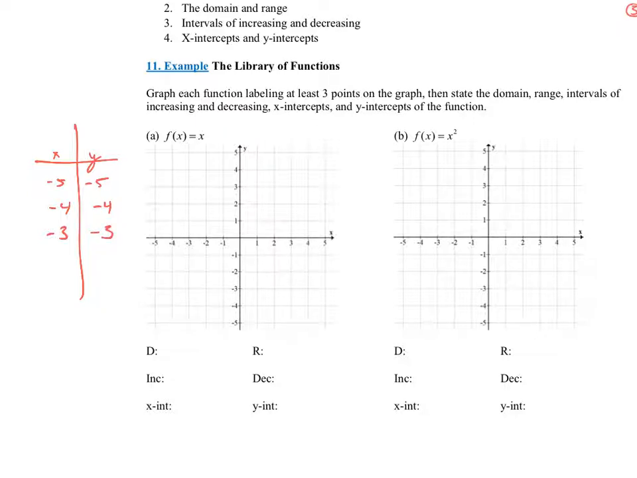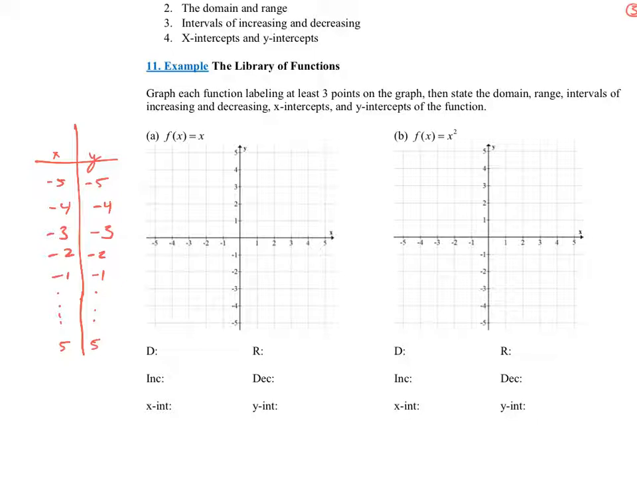What I need to do at this point is hit the down arrow to see more values. So I have -2, -2, -1, -1, and so on, all the way to when x equals 5, I would see the point 5, 5.